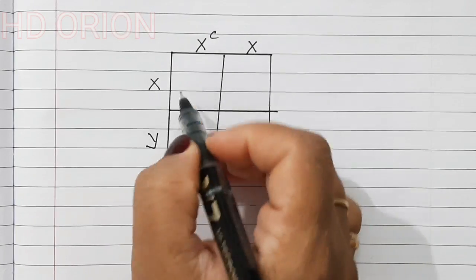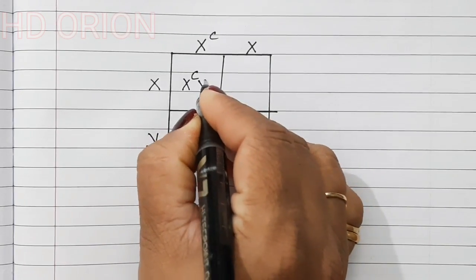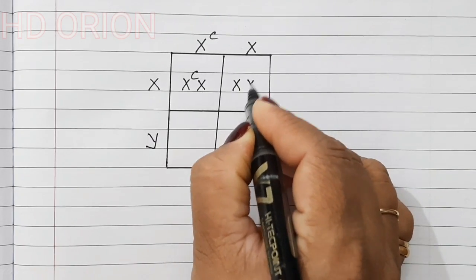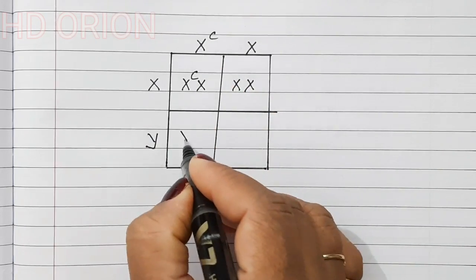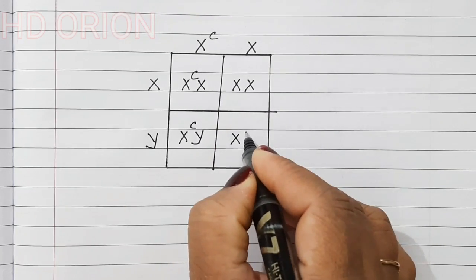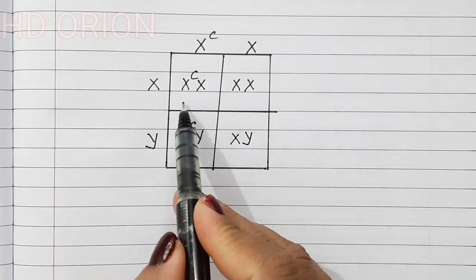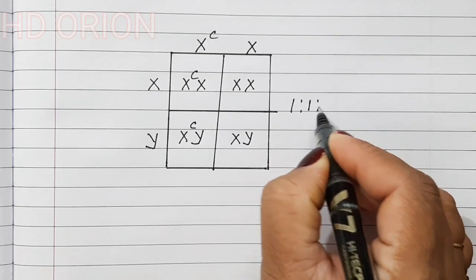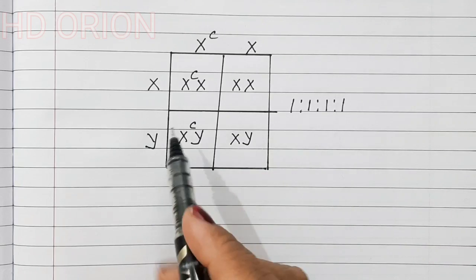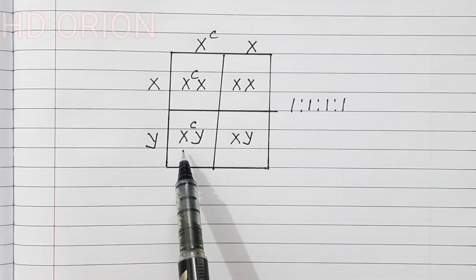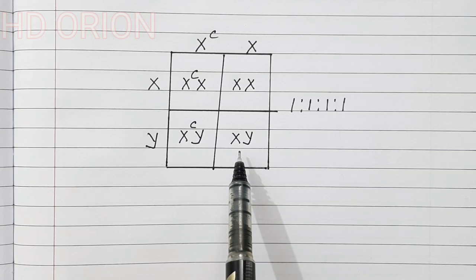So let us make the cross. We get one child who is a carrier daughter, a normal daughter, a color blind son and a normal son. All four are different, so we get the ratio 1:1:1:1. A carrier female, a normal daughter, a color blind son and a normal son.